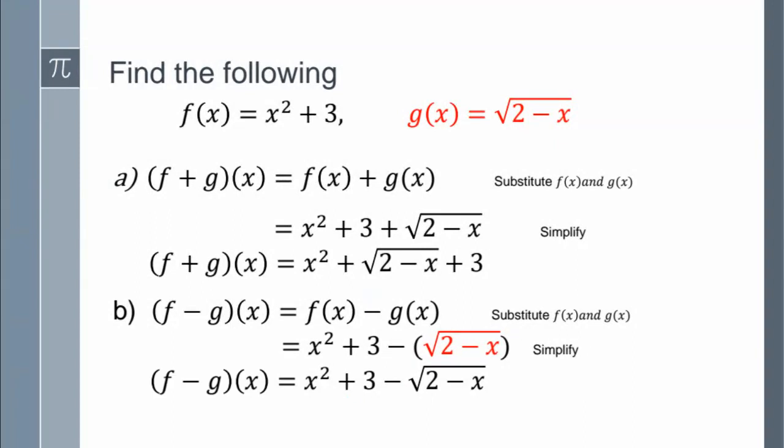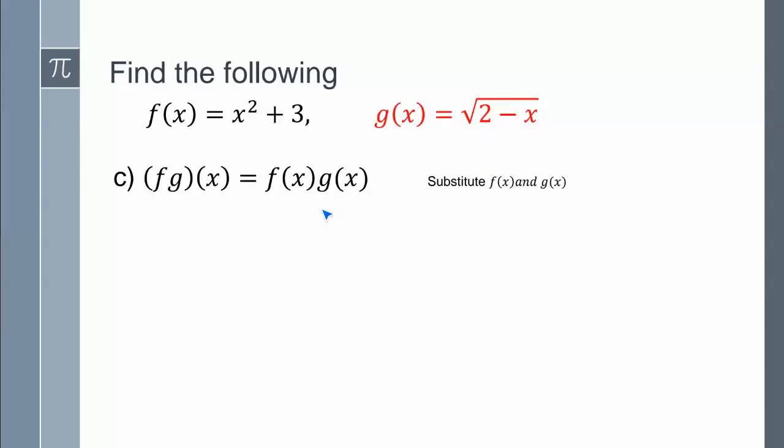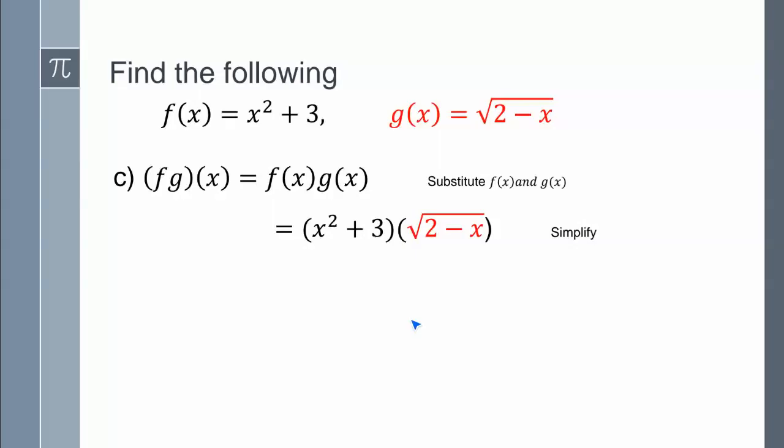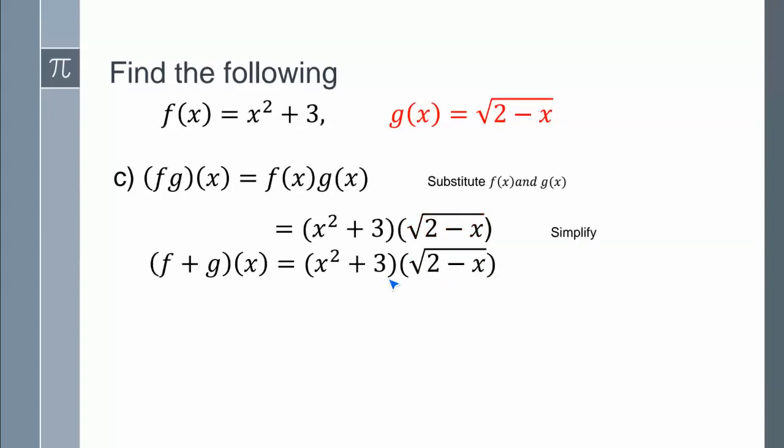And so my final answer is going to be this, since I can't combine any terms. If we multiply f of x times g of x, again, our f of x is x squared plus 3 and our g of x is the square root of 2 minus x. On WebAssign, I believe if you leave the answer like this, it's going to be counted okay. But you could still simplify a little bit further if you need to.